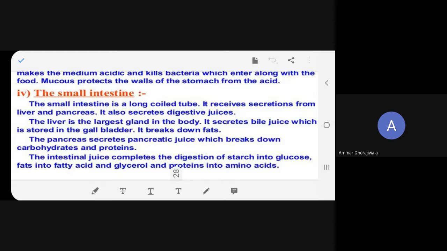The digestion gets completed in the small intestine. That means the intestinal juice, the pancreatic juice and the bile juice all together convert starch into glucose, fats into fatty acids and glycerol, and proteins into amino acids. That's all done in the small intestine. Any problem? Ma'am, the completion of digestion is in the small intestine. Everything is done and then it is absorbed by the blood. Do you understand?